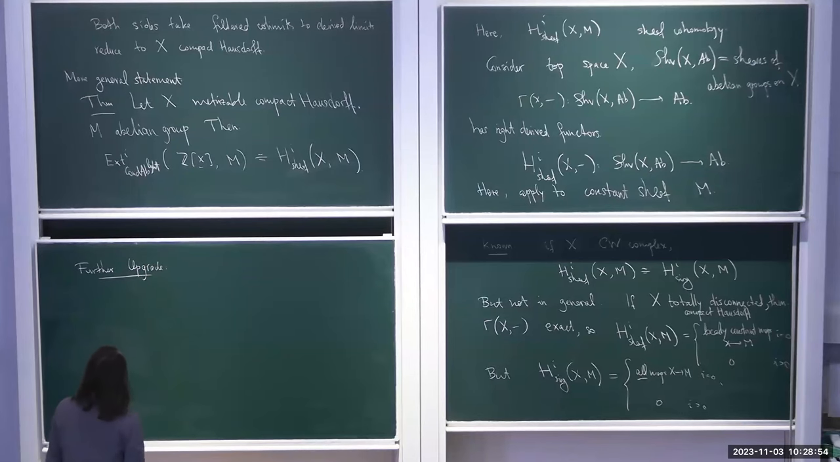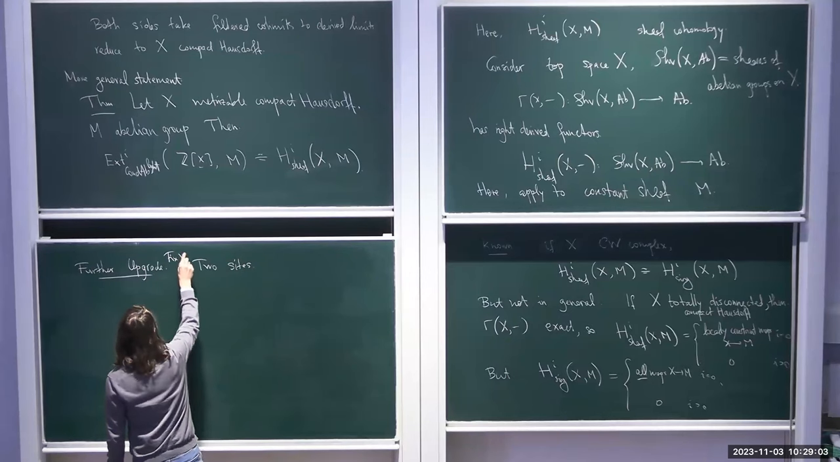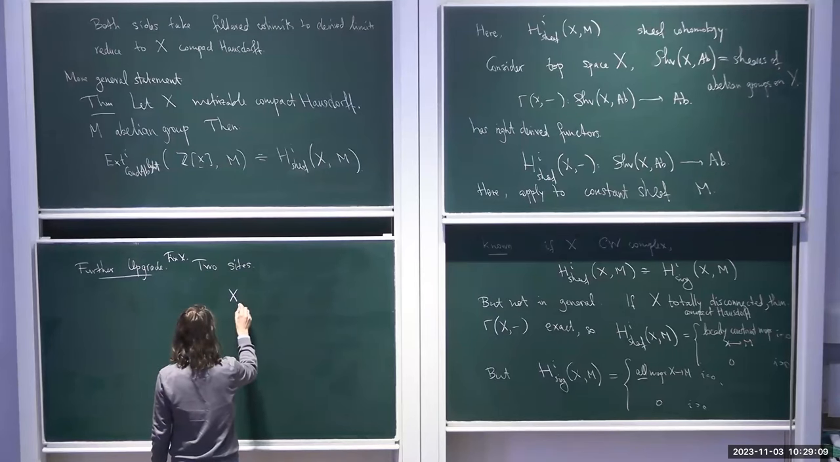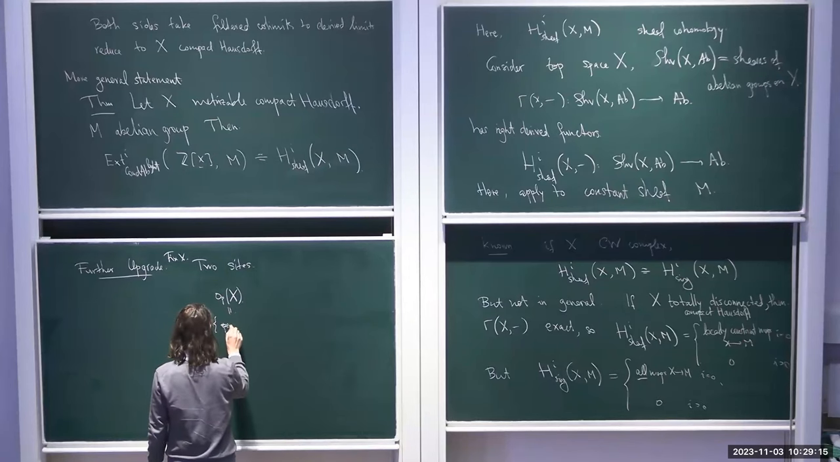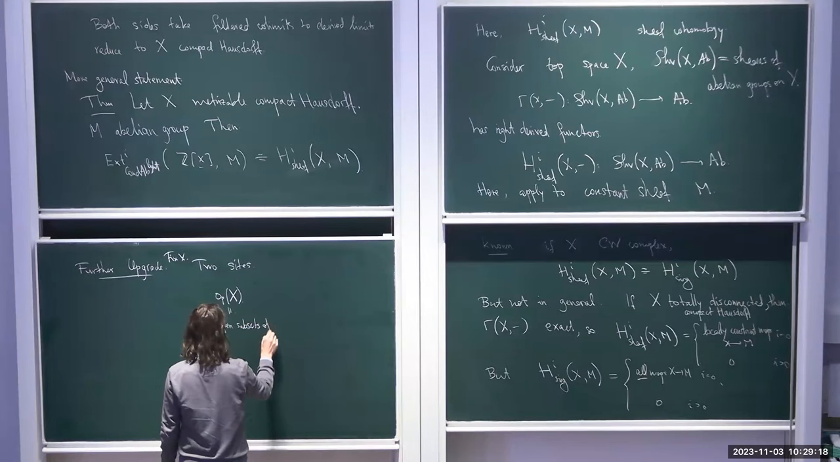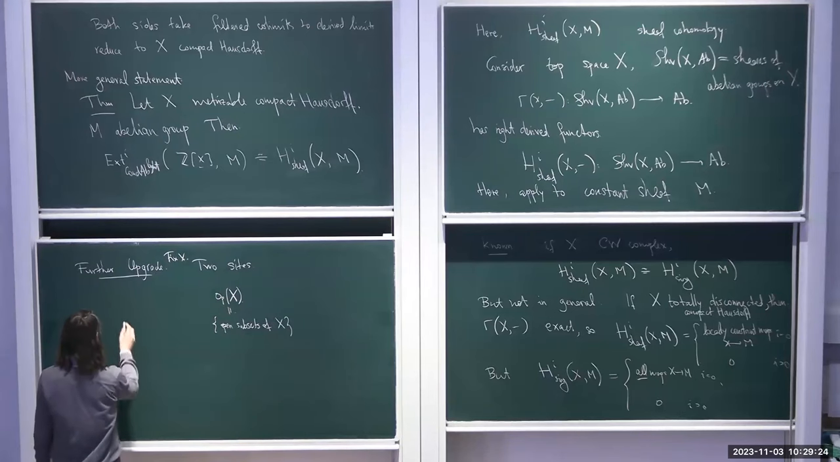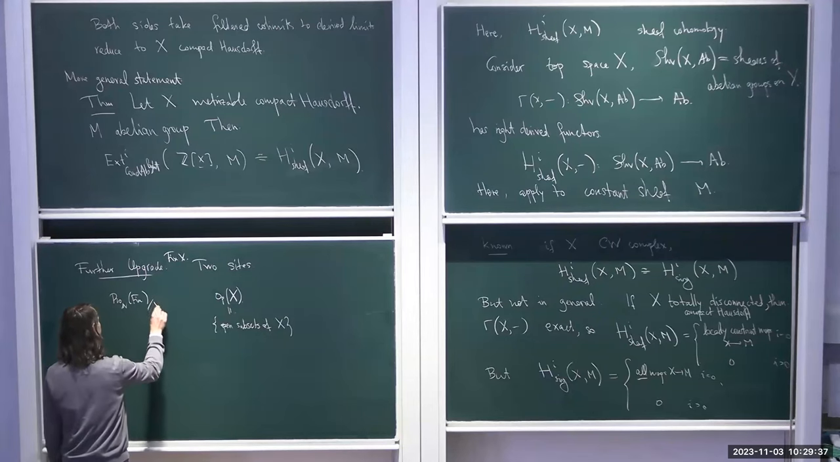Here's a further upgrade you can do. So sheaf cohomology was defined, so there are two sides. Fix X. On the one hand, you have X, let's call it the open sets of X. So this is what's used on the right. And on the other hand, you can consider a slice of this topos defining light condensed sets. You can consider light profinite sets together with a map to X.